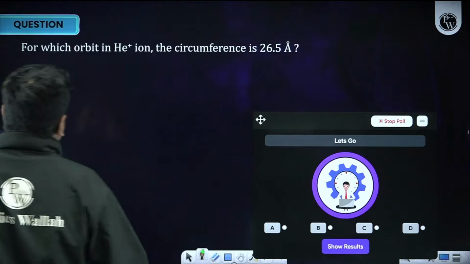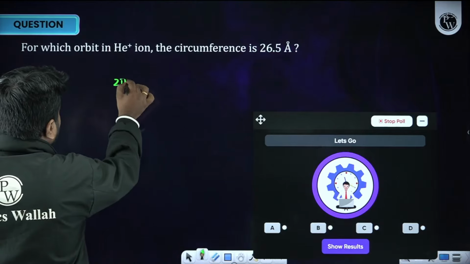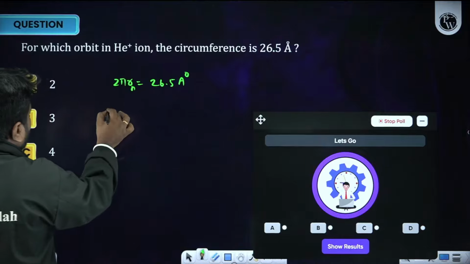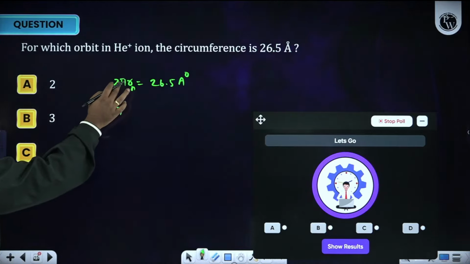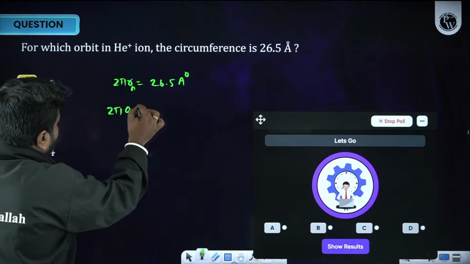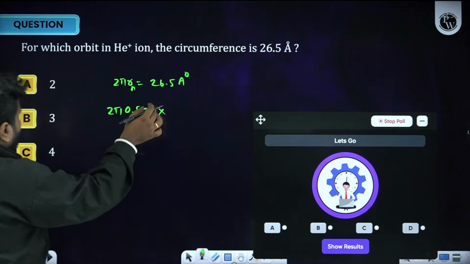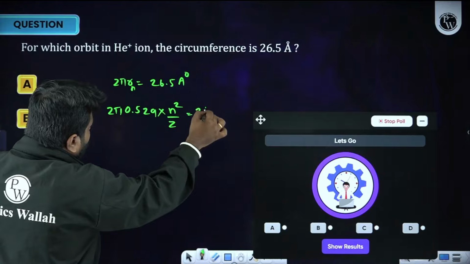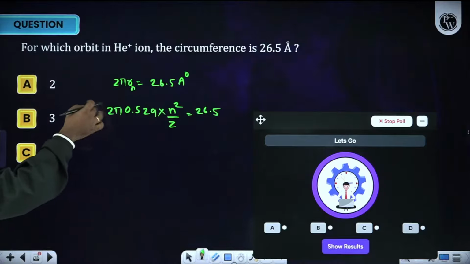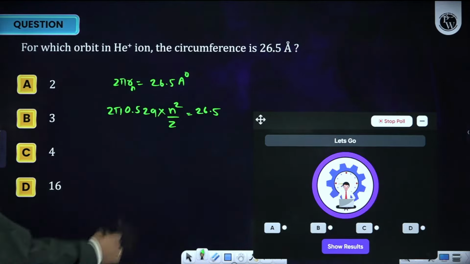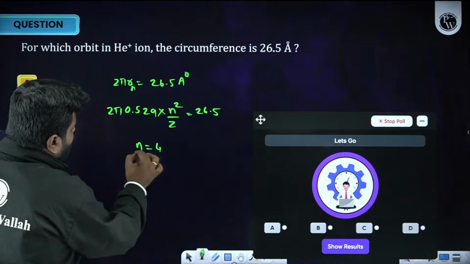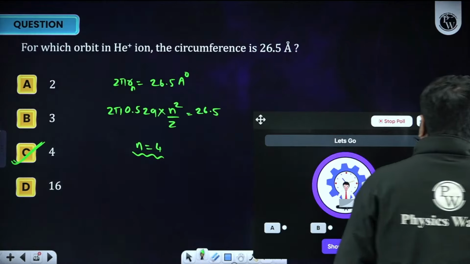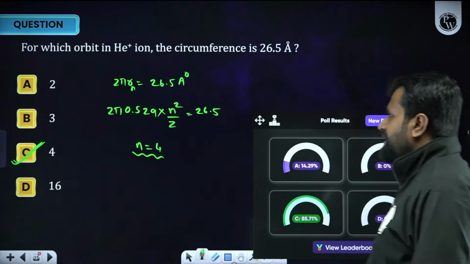See, everyone is getting C. How to check? Circumference is nothing but 2 pi r is equal to 26.5 Armstrong. Rn, what is the value we know? 2 pi, Rn is nothing but 0.529 into n square by z, the radius formula. So n square by z is equal to 26.5. Now automatically we can solve this. If we solve, n value comes out to be 4. Option 4 is the right answer. Who is that telling A? Option 4 is the correct answer.